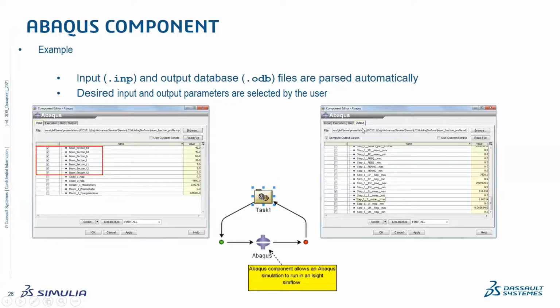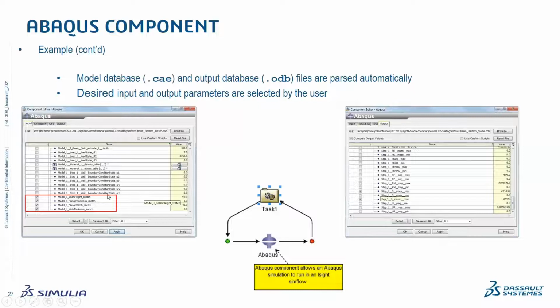Similarly, if you load the output file, the ODB file, you will be able to see all the outputs that you have requested, be it the stress values or the reaction force, anything that we have requested. All this will be available in the output information. And in case you are going with the CAE file, like I said, it will show you the geometry information as required. And you can pick whatever parameters you would want to change for your design exploration.